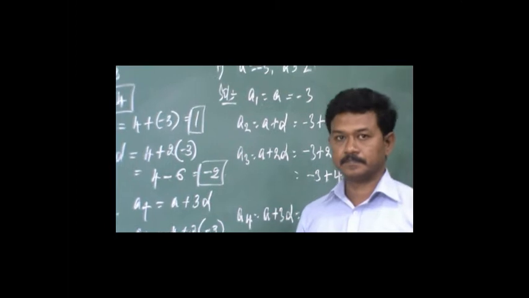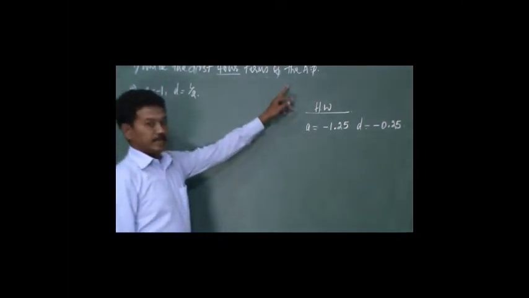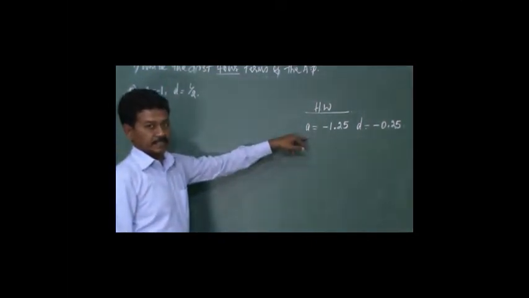Okay, so we'll go with the next problem, that is the fifth problem, a is equal to -1 and d is equal to 1 by 2. Same question continues: write the first 4 terms of the AP. This is the homework for you. You have to try this.